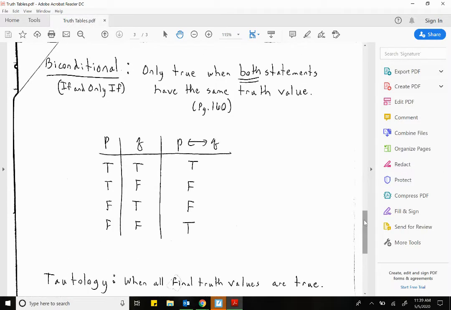Biconditionals. Okay. A biconditional is only true when both statements have the same truth values. So again, on page 160, you can see this information. So right here, true, true, see how both of these are the same truth values? That's a true statement. And then down here, false, false. Both of these are the same truth value. Okay, they're both false. That's a true statement. So biconditionals are only true when both have the same truth value. Okay, so true, true is true. False, false is true.